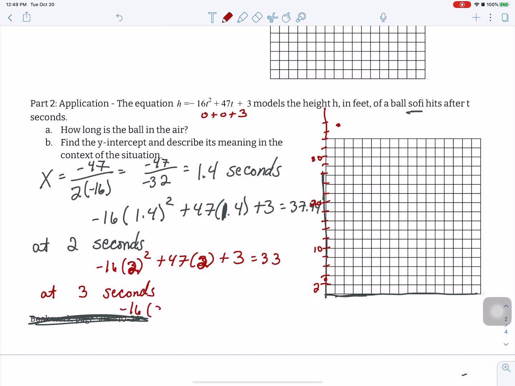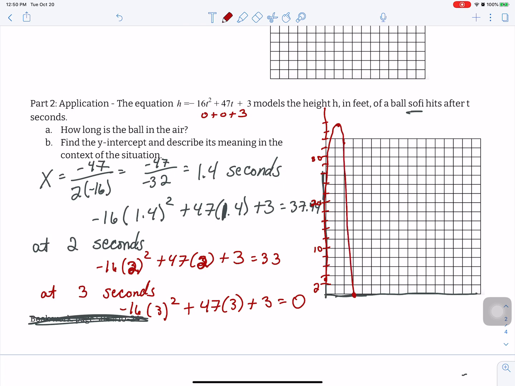And then I can look at what happens at 3 seconds. Negative 16 times 3 squared plus 47 times 3 plus 3. So negative 16 times 9 plus 47 times 3. This equals 0. So at 3 seconds, I'm back here on the ground. At 2 seconds, I was up at 33. So it goes up really high and comes back down and touches the ground.